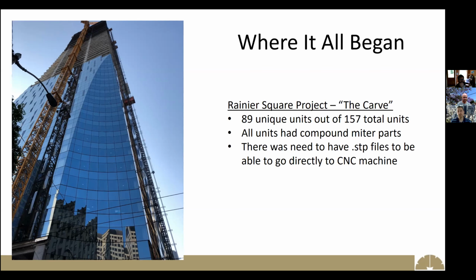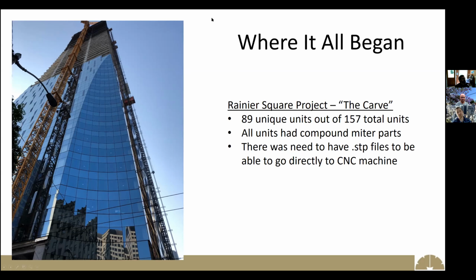Out of those 157, 89 of them were unique. Almost all the parts on all the units had some kind of a compound miter on the ends, so we ended up modeling everything in Inventor and converting the files to step files, and then those went directly to CNC machine programming, which was done by an outside vendor at Hedro, just because our CNC machines didn't have the capability to make all the parts that we needed.